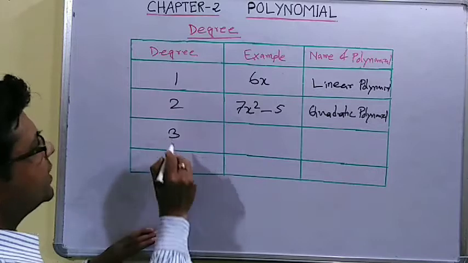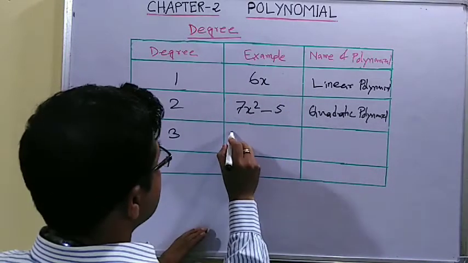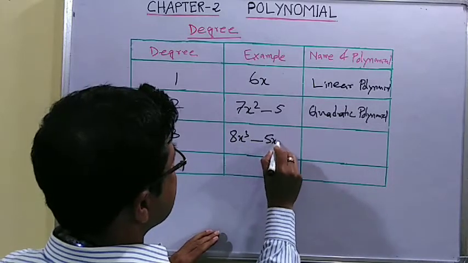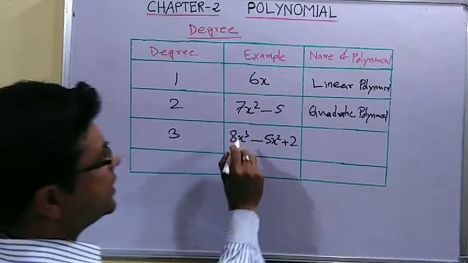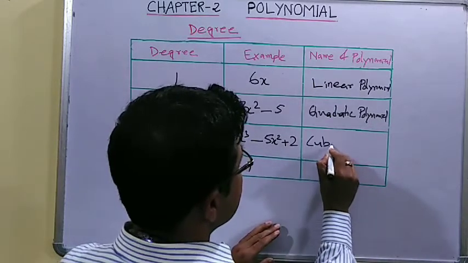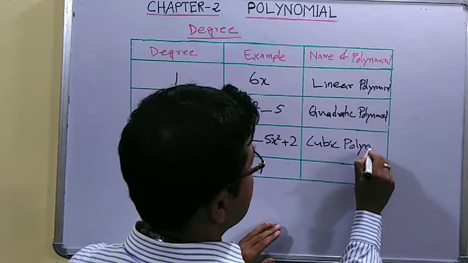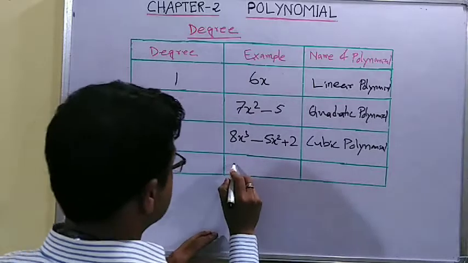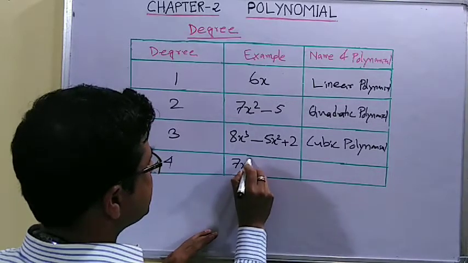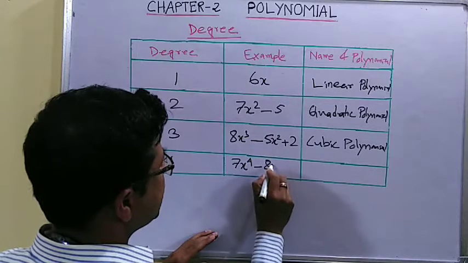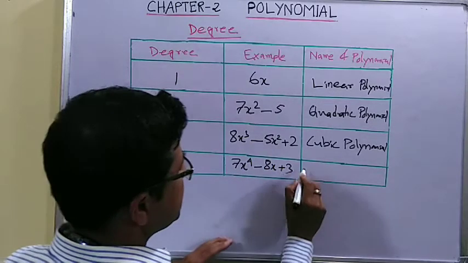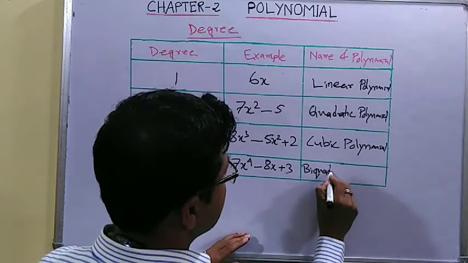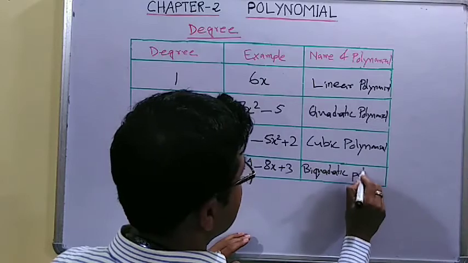If the degree is 3, let us make the degree 3: 8x cube minus 5x square plus 2. The degree is 3, it is known as a cubic polynomial. If the degree is 4, suppose 7x to the power 4 minus 8x plus 3, this is a biquadratic, double of quadratic, polynomial.